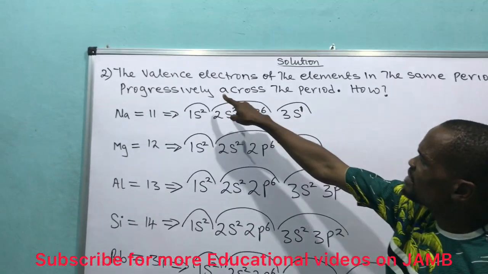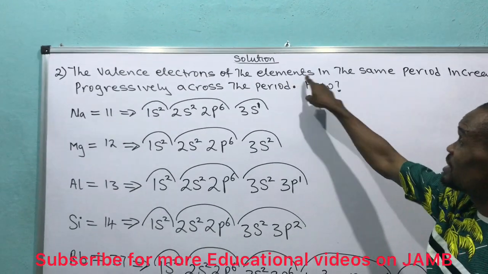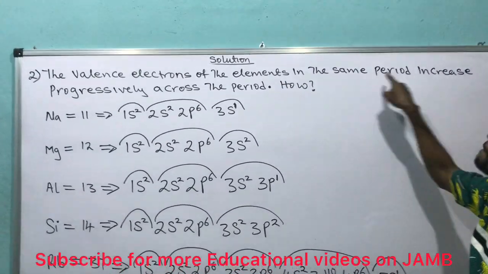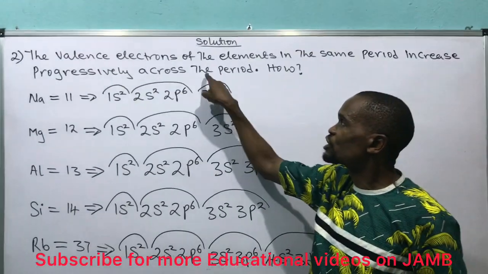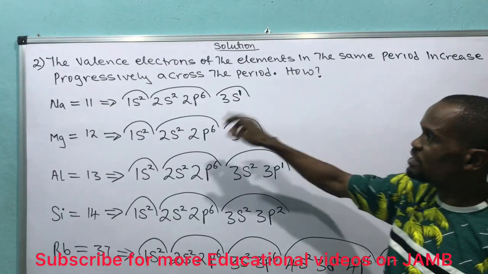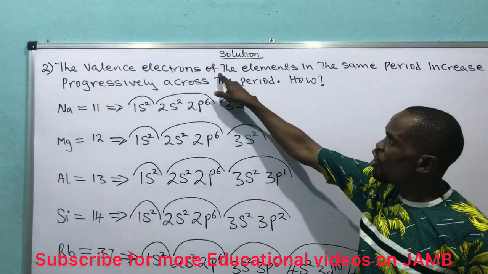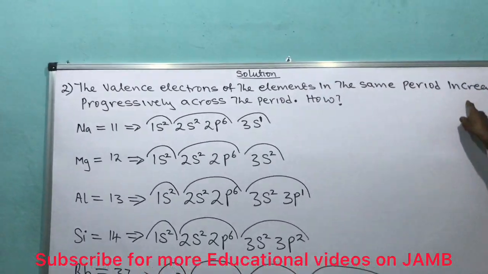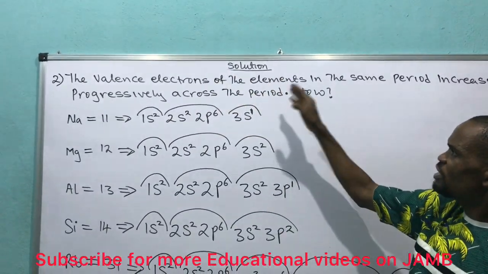Number 2: the valency electrons of the elements in the same period increase progressively across the period. Are you seeing it? Let me repeat it again. The valency electrons of the elements in the same period increase progressively across the period.